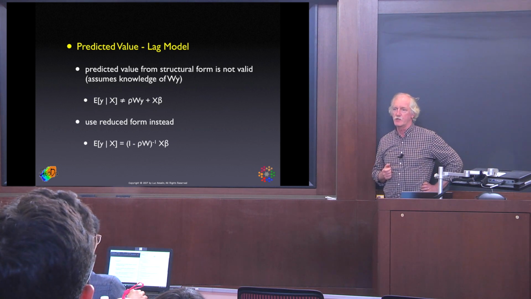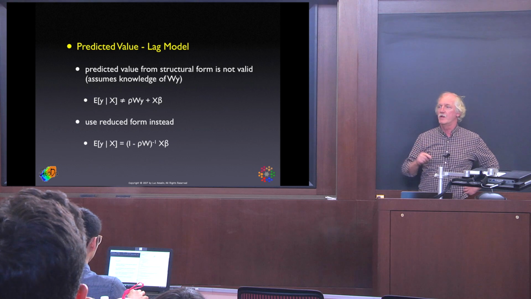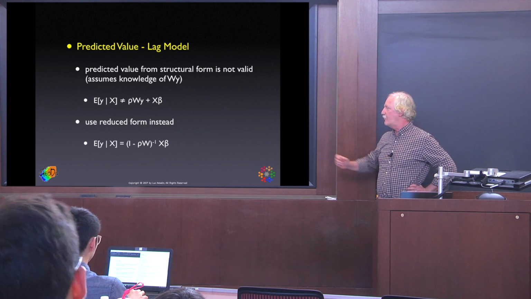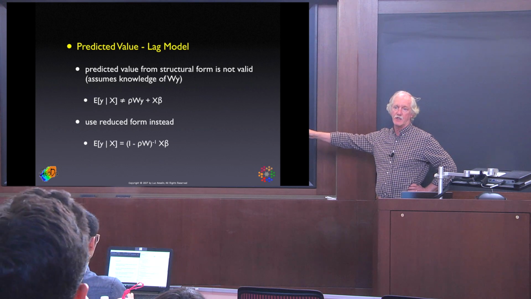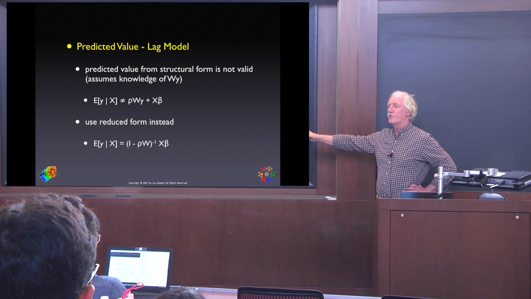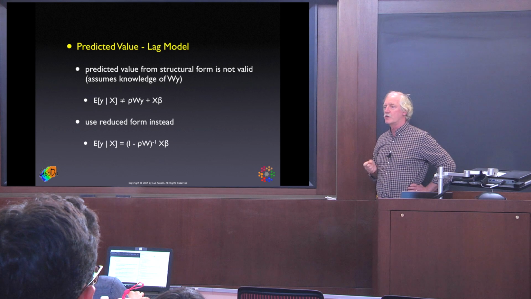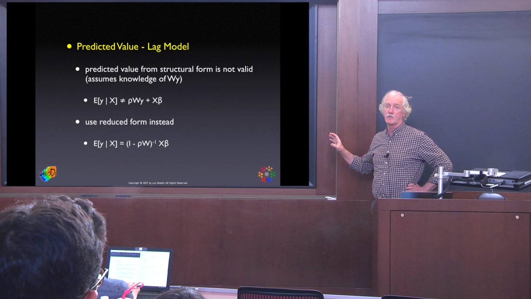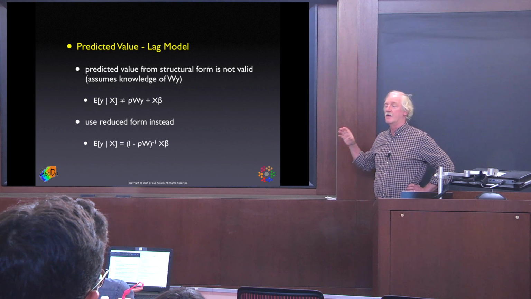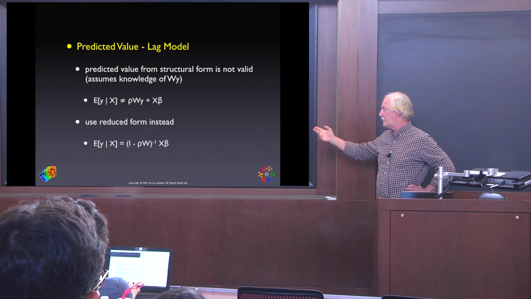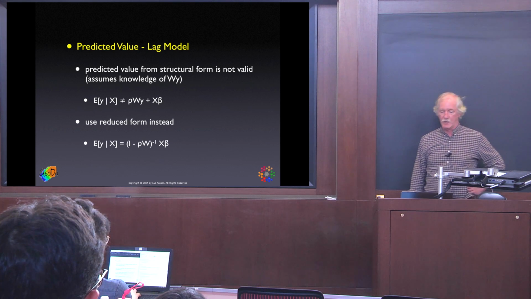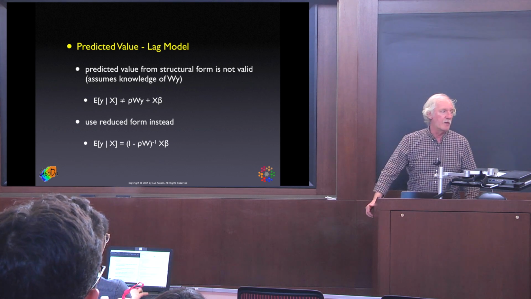So instead we use this concept of the reduced form that we saw last week for the lag model. And so then if we take the conditional expectation, the conditional mean of the dependent variable conditional on the explanatory variables, it's a much more complicated expression. And what we don't like is that it involves an inverse of this n by n matrix, which is a bear to deal with.